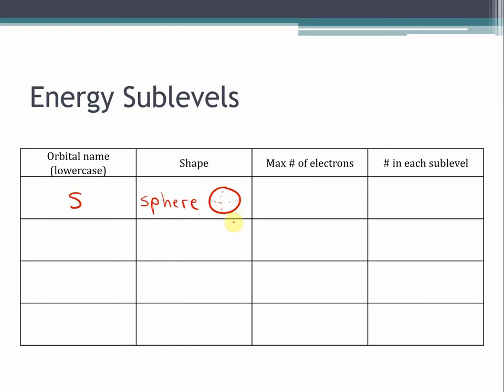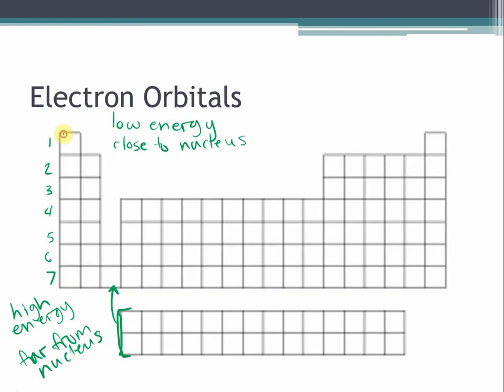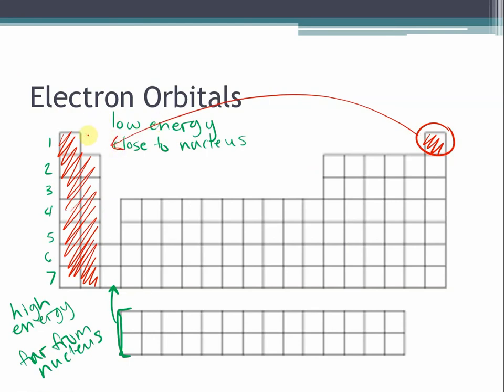So your s orbitals have a sphere shape. And there's a very specific place on your periodic table where you can always see your s orbitals, and that is over here on the left in these first two columns of the periodic table. And helium, we sort of pretend, goes right there. So this is the s block. We call these two columns of your periodic table where you find your s orbitals the s block.